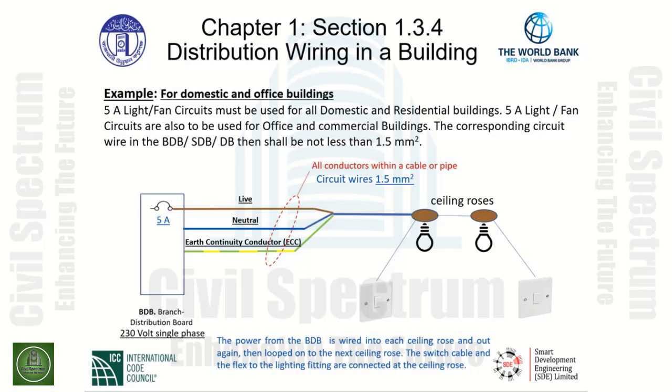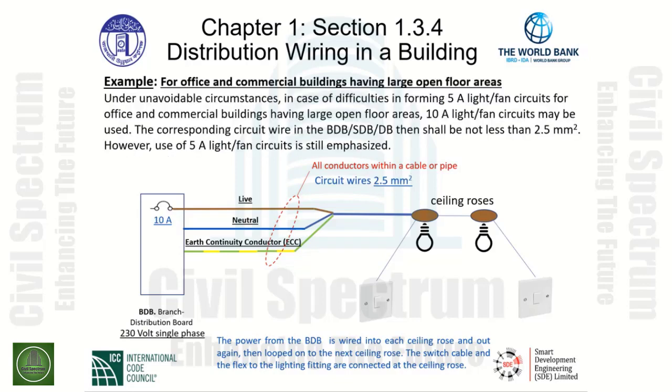From this first ceiling rose, we take that and loop it to the next ceiling rose. From that point, we now distribute the switch power down to the light switches. As can be seen here, the power from the BDB is wired into each ceiling rose, in and out, then looped on to the next ceiling rose. The switch cable and the flex to the lighting fitting are connected at the ceiling rose accordingly.